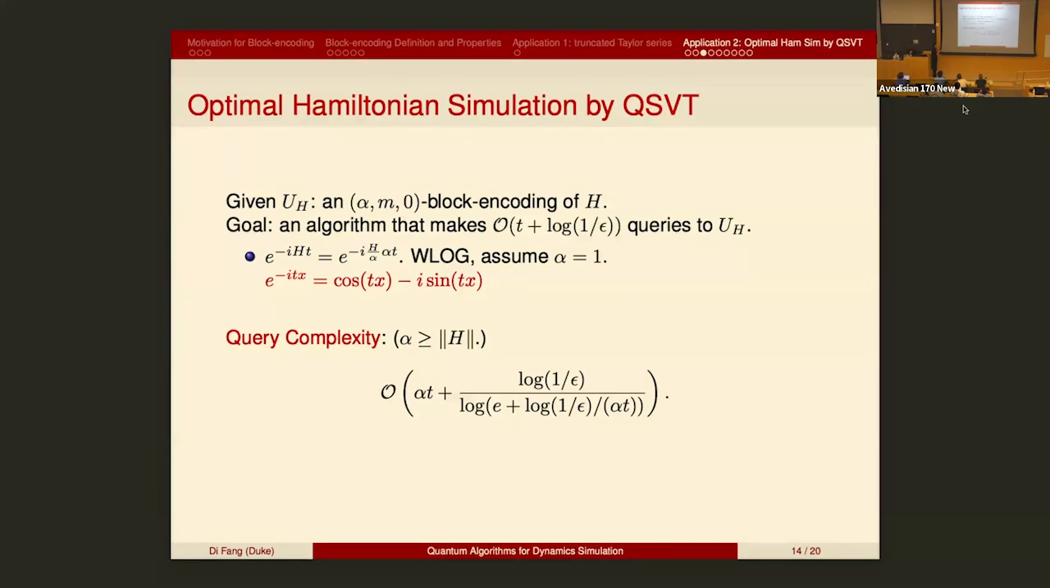Why is it optimal? First of all, it's linear in terms of t. It's even better than Taylor. Taylor is already almost linear in t, but instead of multiplying the two factors, now you have the additive of the two, which is even better. Please.